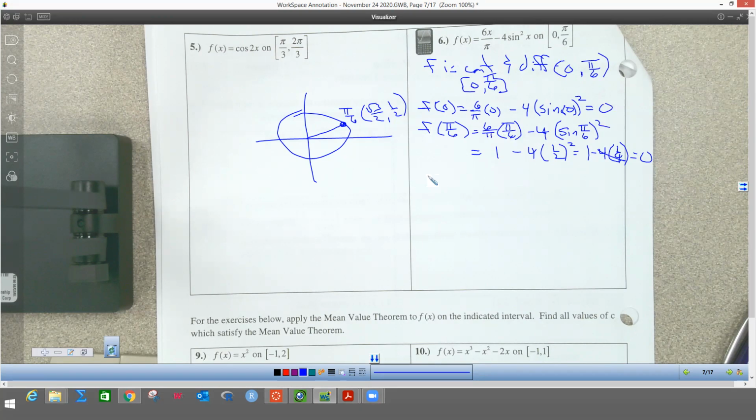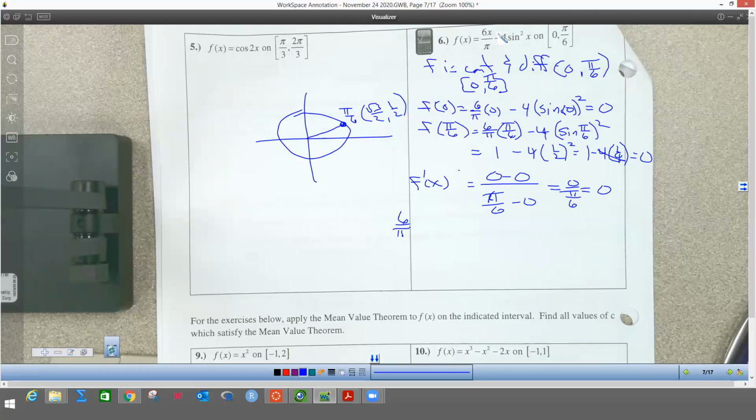So when I do the slope of this, I get 0 minus 0 over pi over 6 minus 0. That's 0 over pi over 6, which is 0. So there's my slope, and this is supposed to equal the derivative of this thing. So I need to find the derivative. And remember, I'm thinking of this as 6 over pi x, so the derivative of that is going to be 6 over pi.